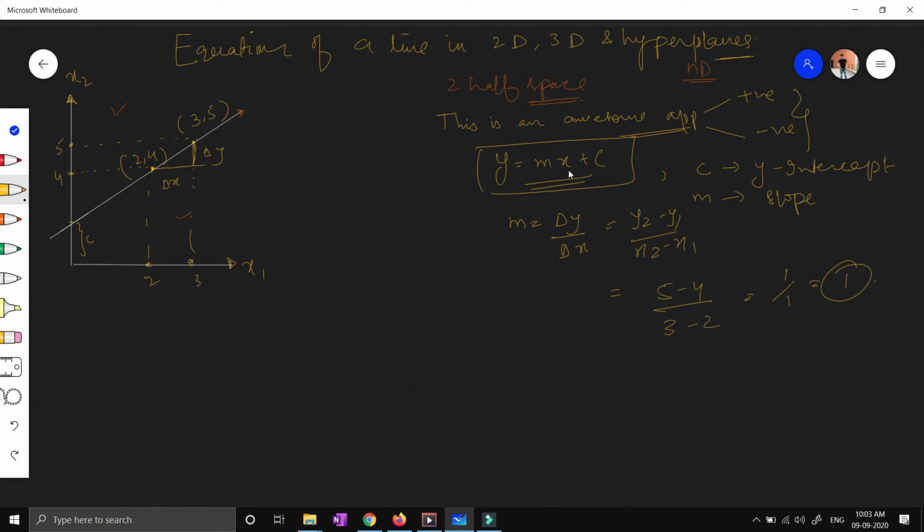And what is x and y? These are my x's. So here x2 is my y, right? This is x2, this equals y. So you can see x2 equals mx1 plus c as per this graph.